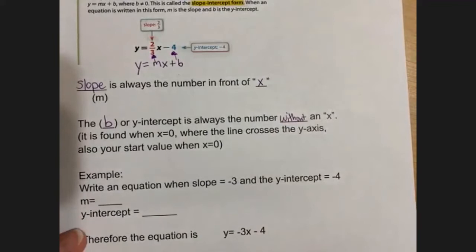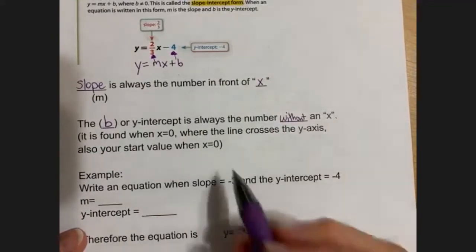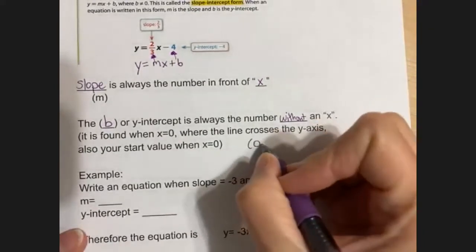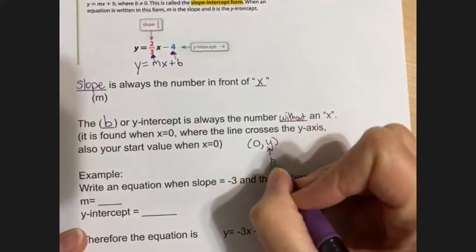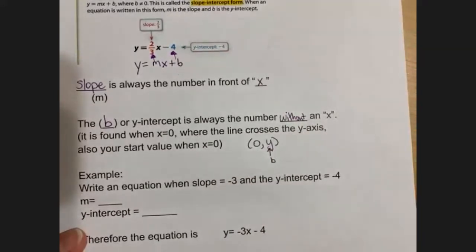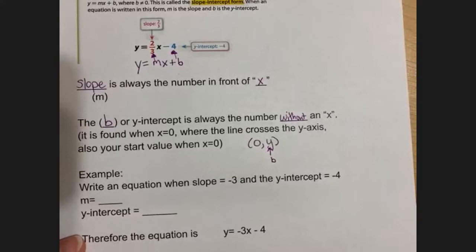It is found when x equals 0, and so that means when I graph it, I will get an ordered pair of 0, comma something, and that y right there will be my b. So it's going to be your starting value on your graph or on your table. It's probably not going to be 0, 0, because then it would be y equals mx. It's going to have some kind of b where it's shifted on the y-axis.